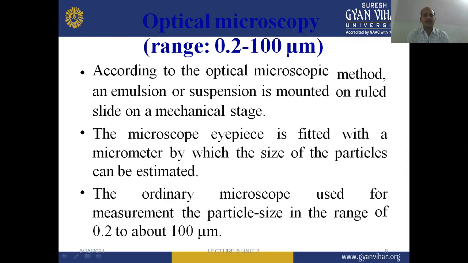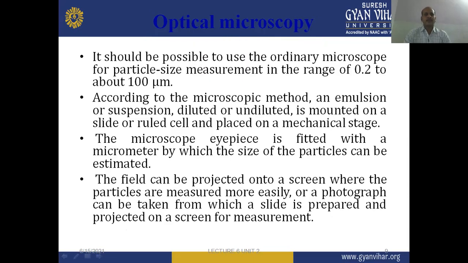So we can determine particles of very small size, and not only for solid powders, we can use an emulsion or suspension as a sample for determination of particle size. So in optical microscopy, it should be possible to use the ordinary microscope for particle size measurement in the range of 0.2 to 100 micrometer.